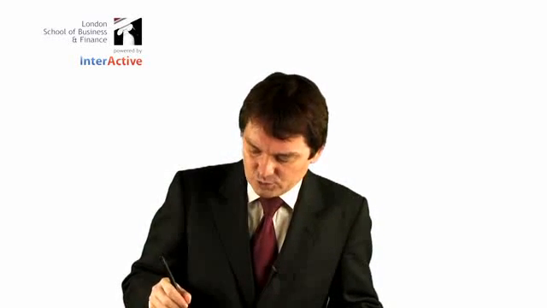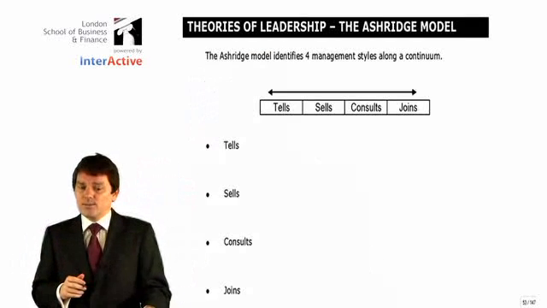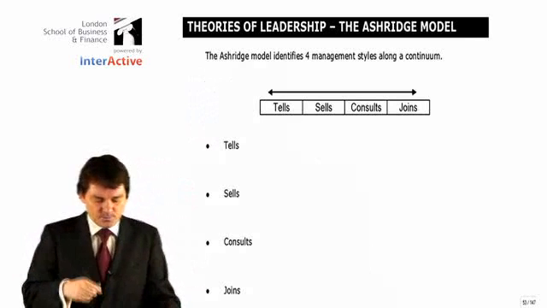Now, the Ashridge model says, how do you communicate things with your staff? So, for example, you can spend a lot of time with your staff. You can be very much a people-based manager, maybe like a country club manager. But the Ashridge model says, when you're spending time with your people, how do you communicate with them? There are 4 different ways that managers communicate with people, according to Ashridge.